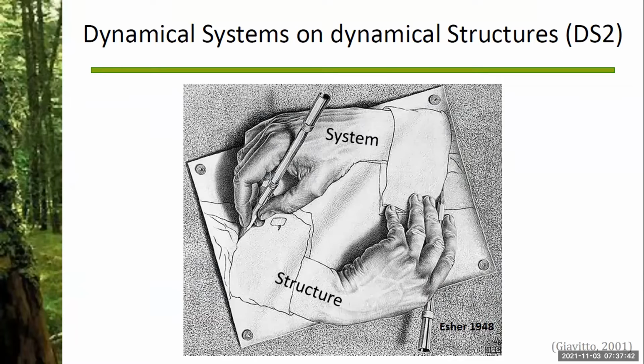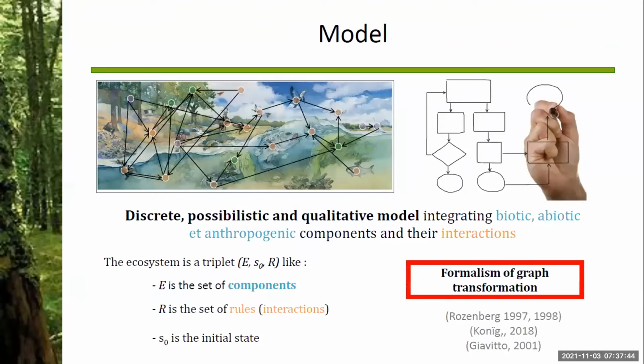To try to model this, I take a tool in informatics named graph transformation. The particularity of this model is that it is discrete, possibilistic, qualitative, and asynchronous too. I try to integrate biotic and anthropogenic components and their interaction.